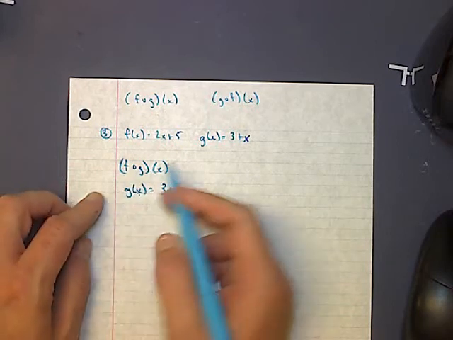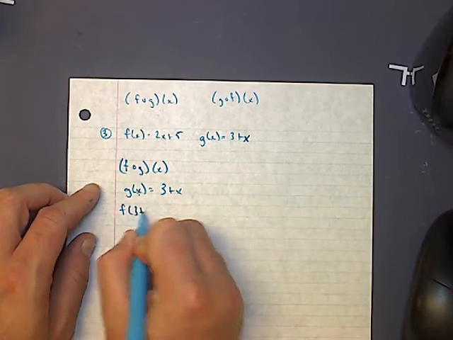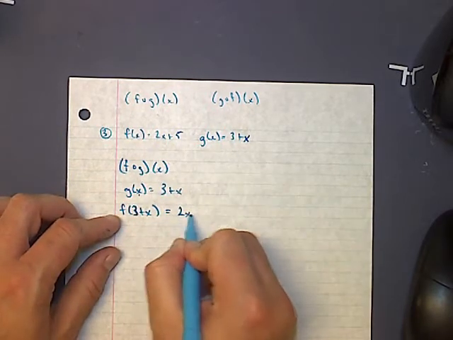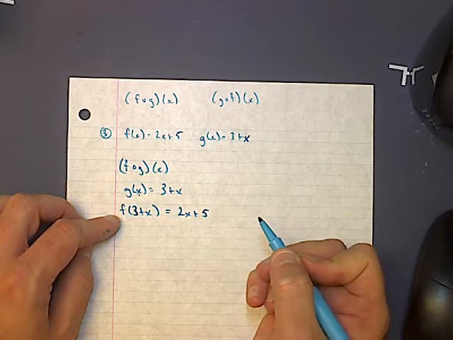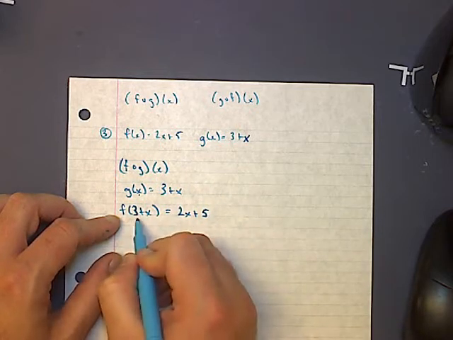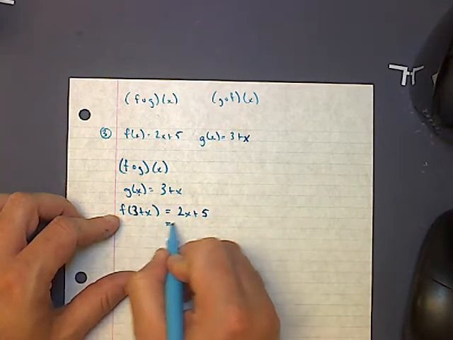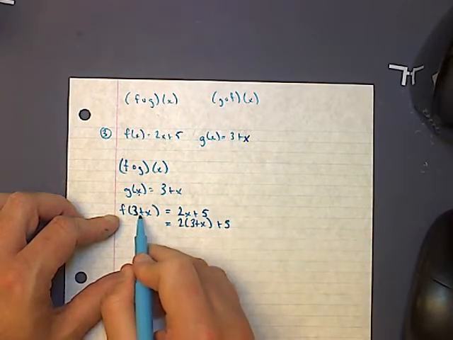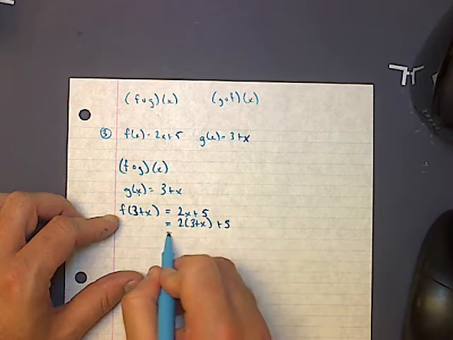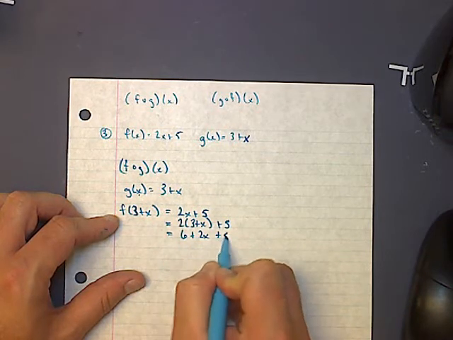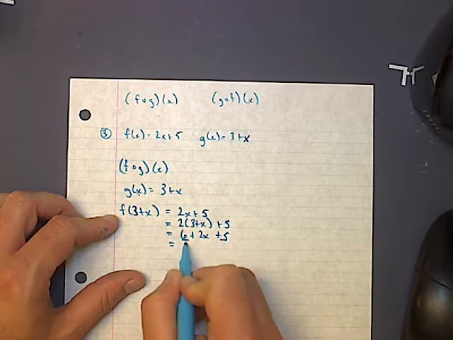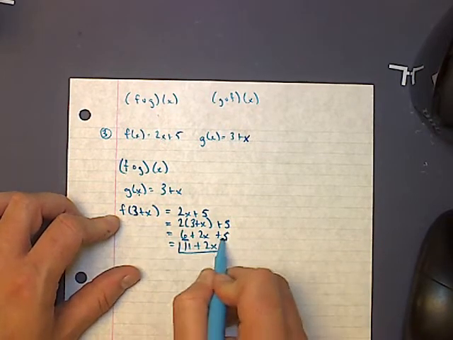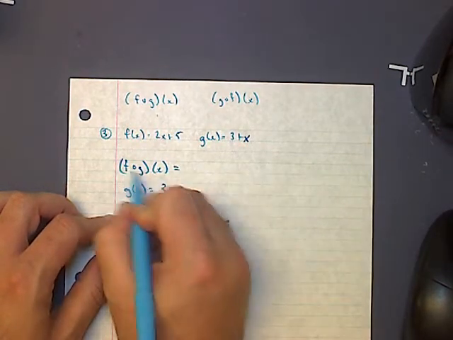Now I'm going to move to my f function. So f of 3 plus x equals, my f function is 2x plus 5. Whatever's in this parentheses is what I'm going to plug in for that variable. Equals 2 times 3 plus x plus 5. I substituted this in for my variable. Distribute. Combine like terms. I get 11 plus 2x. That is my answer for this entire f of g of x.